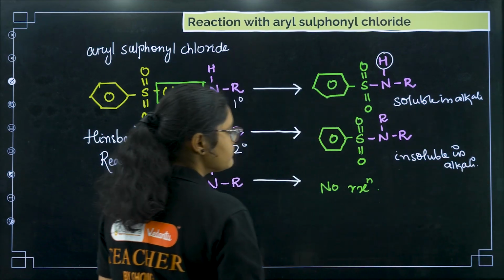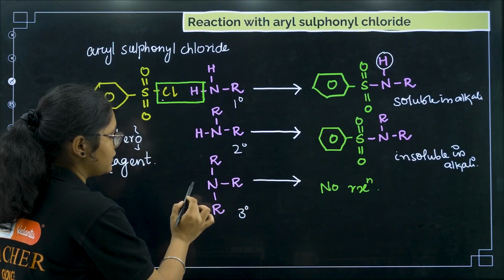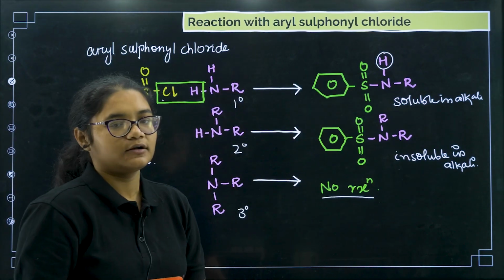Insoluble in alkali. Next one is your tertiary amine. So tertiary amine, you see there is no hydrogen to react with this chlorine, so that is why there is no reaction at all for tertiary amines.